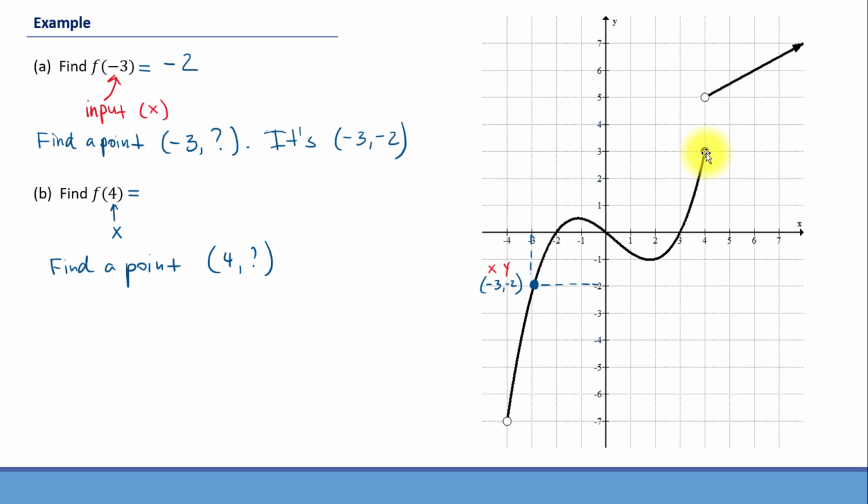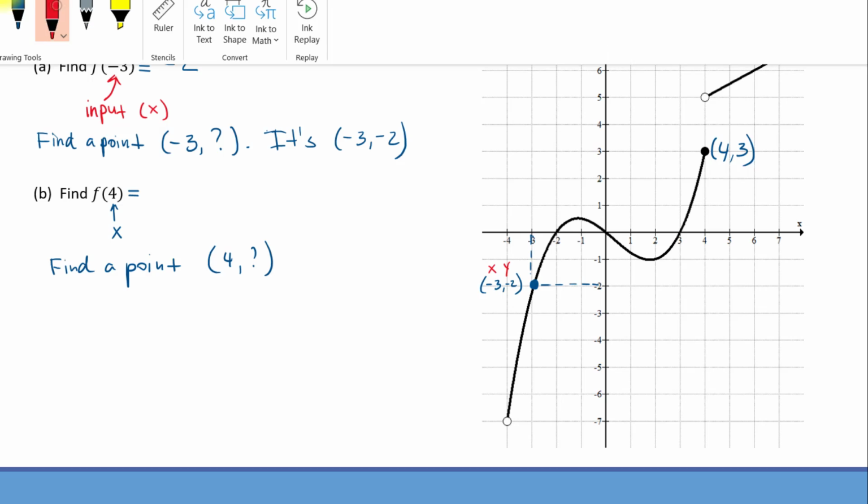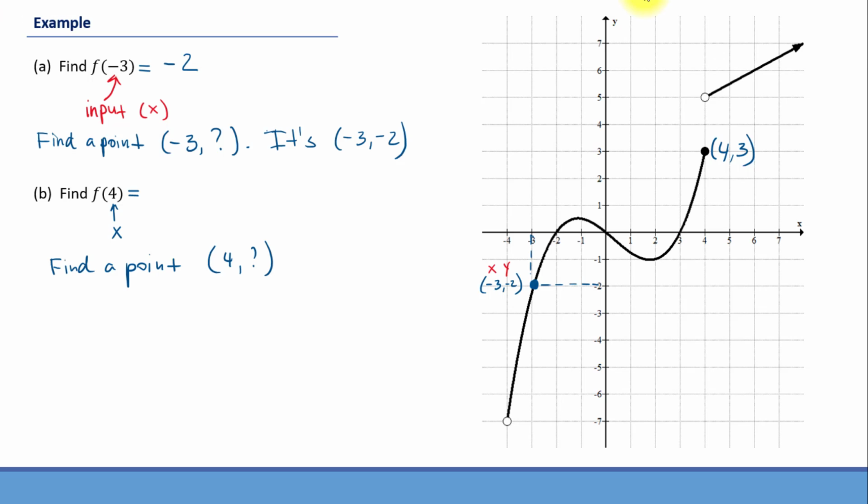What is its corresponding y coordinate? Well, it's 3. So this point has coordinates 4, 3, and since this point is on the graph, it represents the relation x equals 4, y equals 3 for the given function. So the answer to the question, find f of 4, is going to be 3.